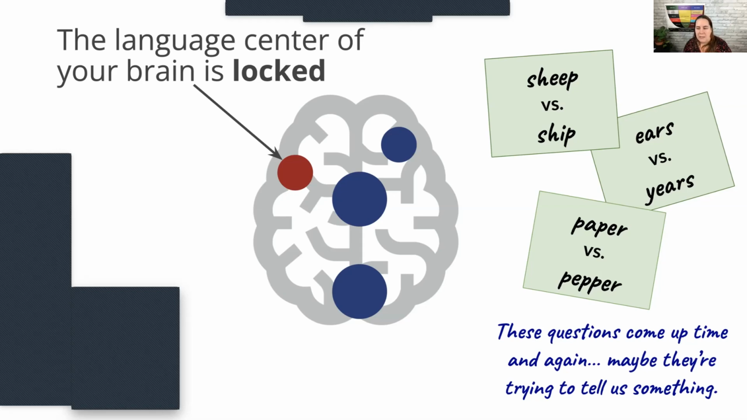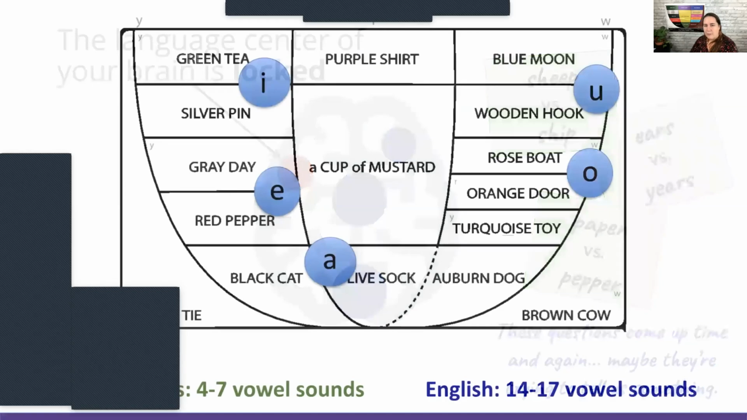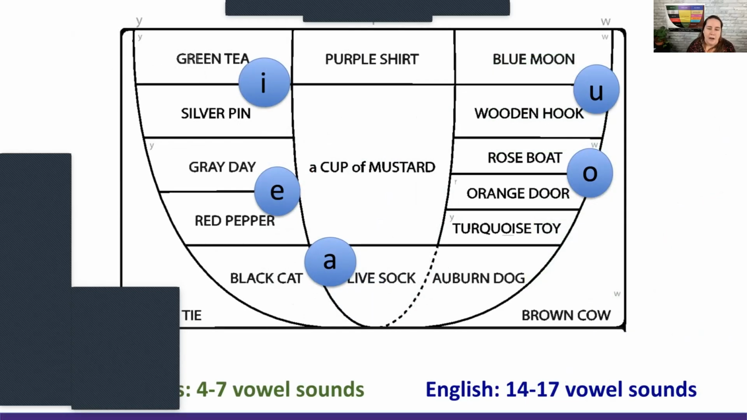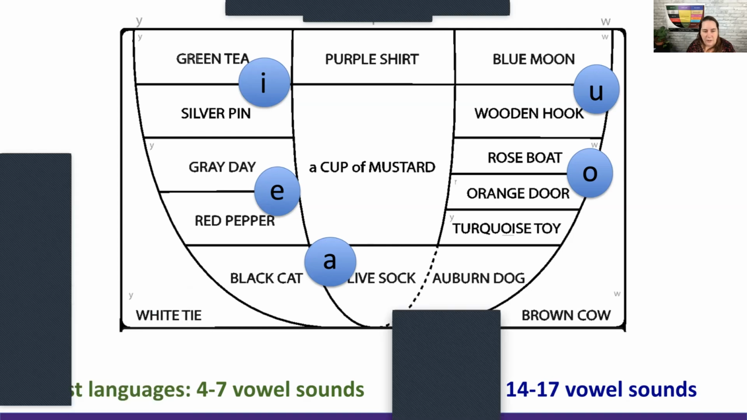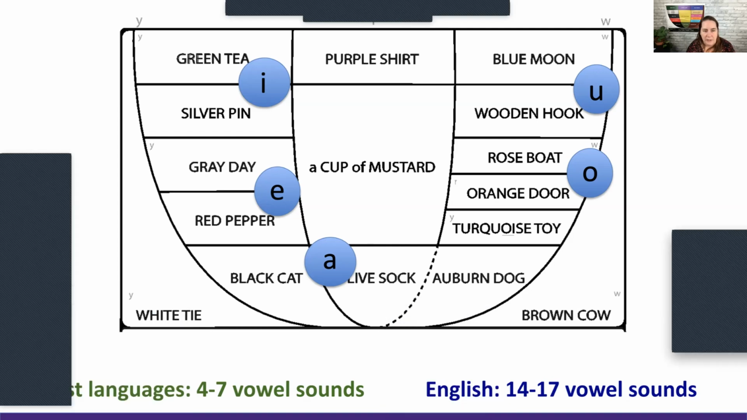Okay, so maybe these questions are trying to tell us something rather than simply being the question we need to answer every time. If there were a way to address all of these kinds of questions and move forward, wouldn't that be nice? What we're able to do is go back to the chart and see a sound like pepper, pepper. Here's that Spanish or Japanese or Urdu e, okay? If we don't make a distinction between paper, which is gray day, and pepper, which is red pepper, that e is going to take over, and suddenly the word is going to sound the same, pepper, okay?